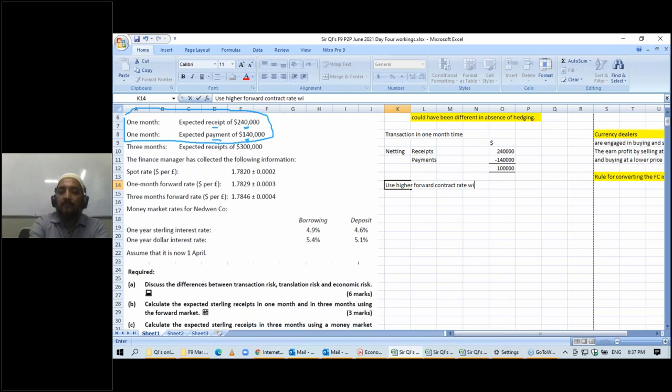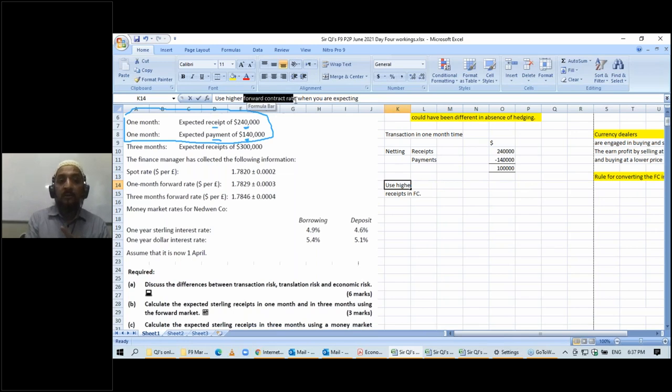when you are expecting receipts in foreign currency. So always use a higher rate because they will give you the selling rate. The selling rate will be higher. So what is the forward rate? Obviously, remember that you do not use the spot rate, use the forward contract rate, the higher forward contract rate, because we are hedging at the forward rate.